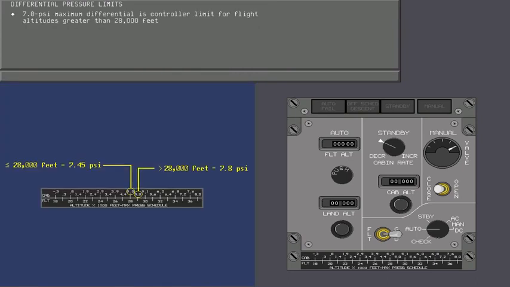A 7.8 psi maximum differential is the controller limit for flight altitudes greater than 28,000 feet. A 7.45 psi maximum differential is the controller limit for flight altitudes less than or equal to 28,000 feet.